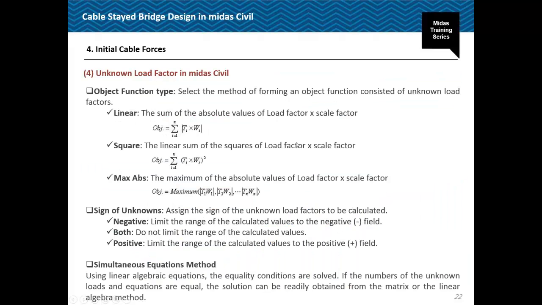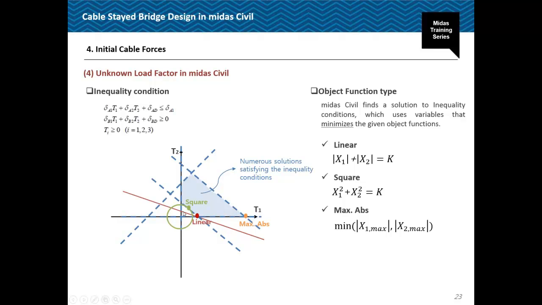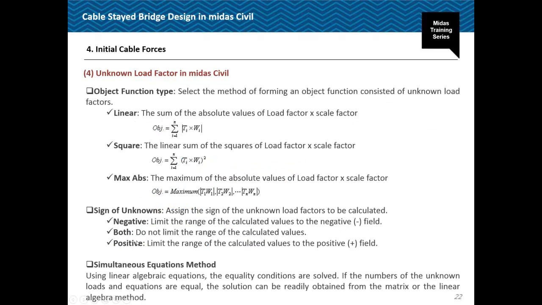So depending on that option, just like this, in this case, it was found only in the positive value. In the cable stayed bridge, it's more common to find the unknown load factor only in the positive value, because there will be no negative pretension in the cable. But for a different type of structure, if negative forces are allowed, since our structure is just a truss behavior, the negative option or even the both option can be used based on the structure type and the unknown load factor we needed.